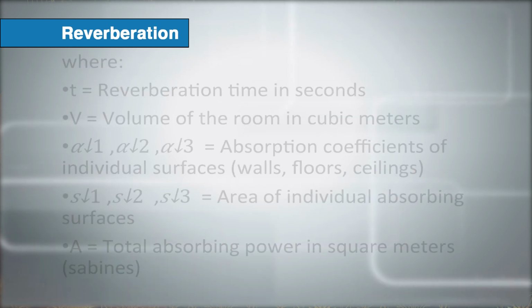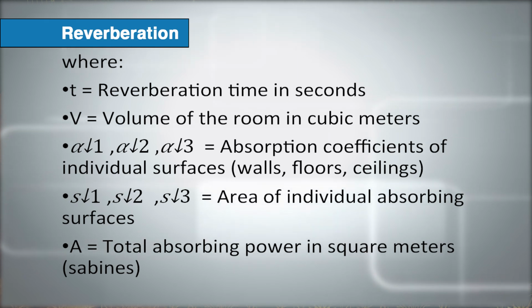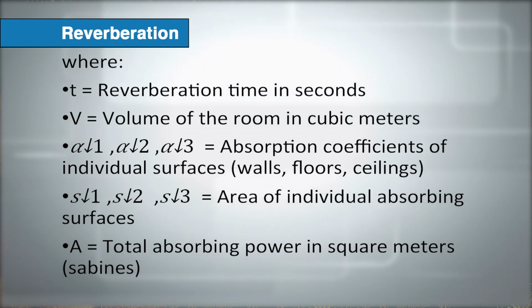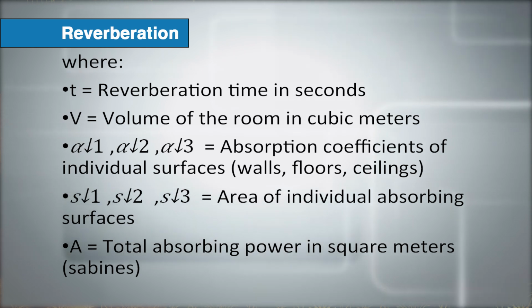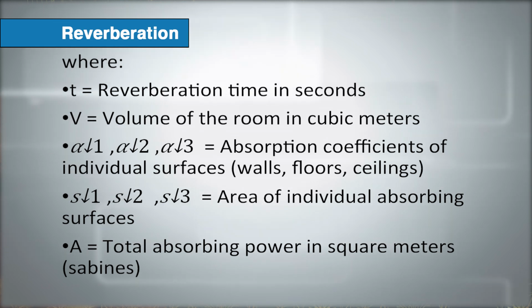A, where T is reverberation time in seconds and V is volume of the room in cubic meters, where alpha 1, alpha 2, alpha 3 are absorption coefficients of individual surfaces, for example, walls, floors, ceilings, etc. S1, S2, S3 are the areas of individual absorbing surfaces, and capital A is total absorbing power in square meters.